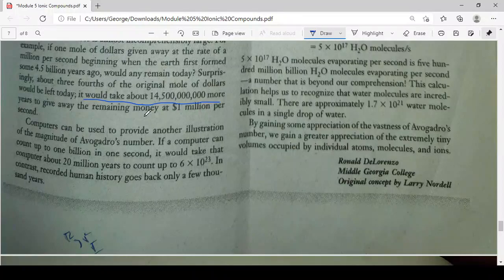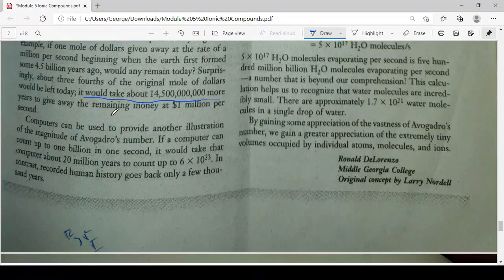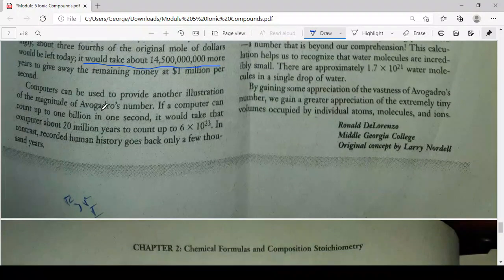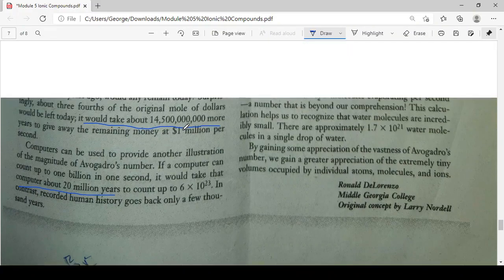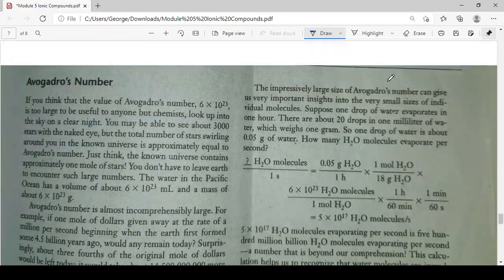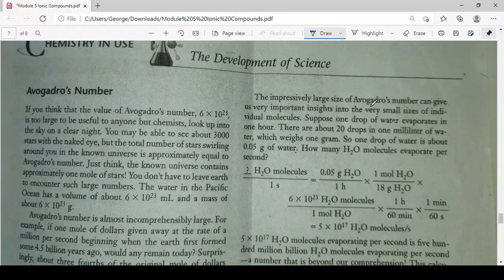So computers can be used to provide another illustration of the magnitude of Avogadro's number. If a computer can count up to 1 million billion in 1 second, it would take the computer about 20 million years to count up the 6 times 10 raised to the 23 of each mole. In contrast, recorded human history goes back to only a few thousand years. So the impressively large size of Avogadro's number can give us a very important insight into the very small sizes of individual molecules.